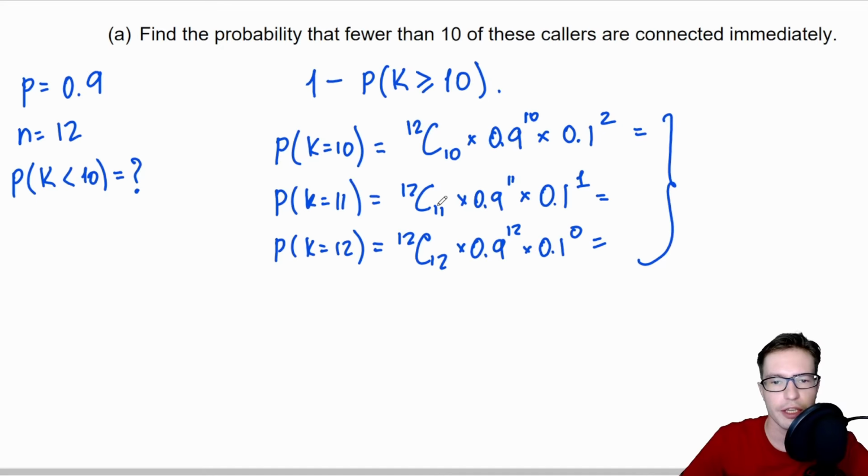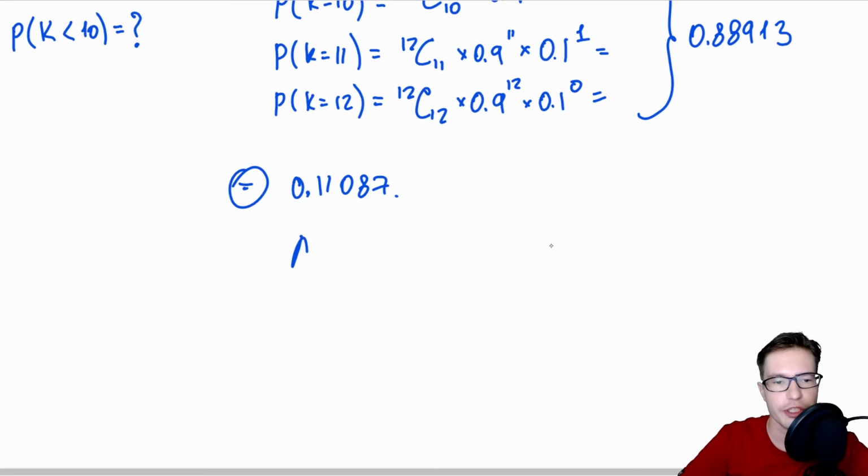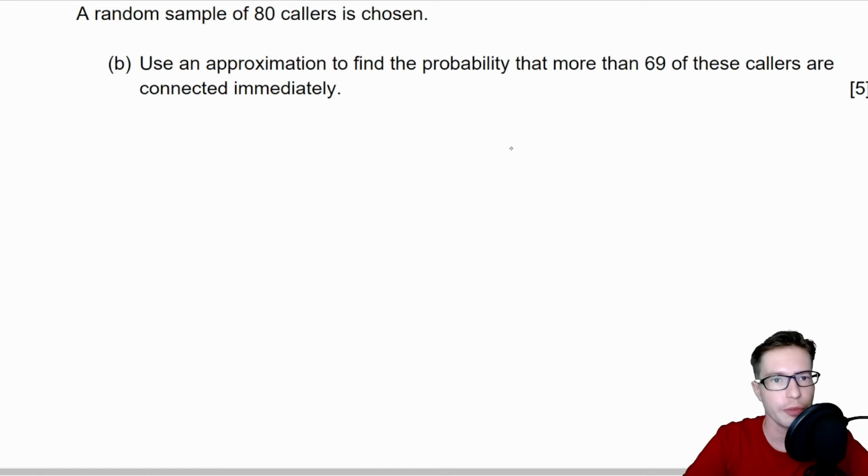Calculate each and add them up. I got 0.88913, and then subtract it from 1. I got 0.11087. Now let's round it to 3 significant figures: 0.111. There we go.